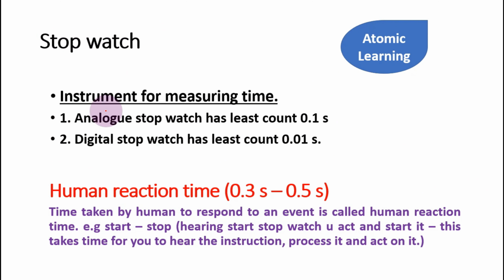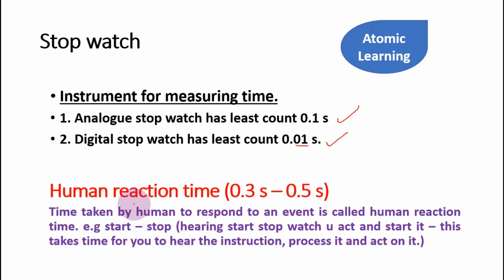Now what is a stopwatch? It is an instrument for measuring time, and we use two types of stopwatches in our laboratories. One is analog, whose least count is 0.1 second. In the previous lecture we discussed the least count, which is the least possible time which we can measure on a measuring instrument. For a digital stopwatch it is 0.01 second, so it is more precise than this one. That is why nowadays we use this.